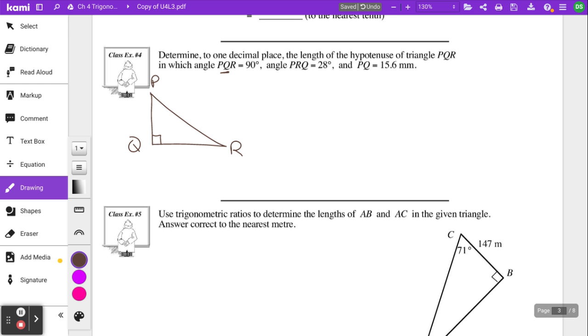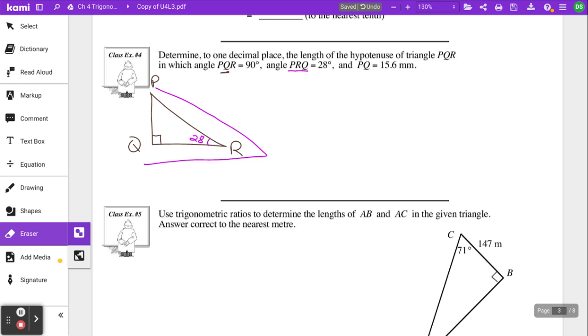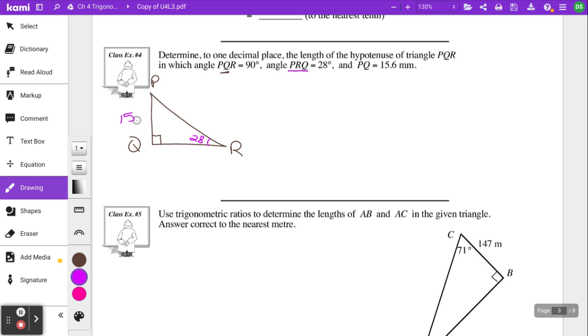Here's how I do this: angle from P to R to Q is 28. So I go from P to R to Q, so this angle here is 28. Get it straight. You can make a lot of mistakes just having that wrong. PRQ is 28, and P to Q is 15.6. So first of all, get a good picture and label it properly. It says determine to one decimal place the length of the hypotenuse. So let's call this little letter q, because it is across from the big Q angle.